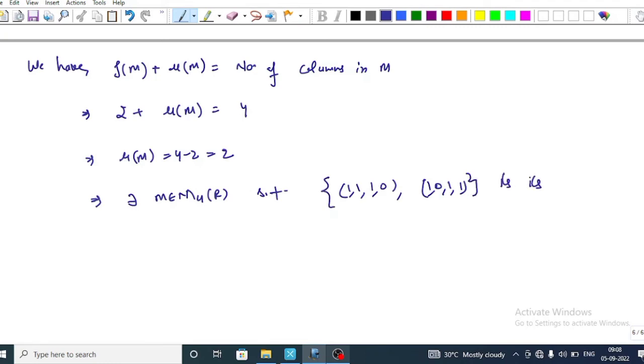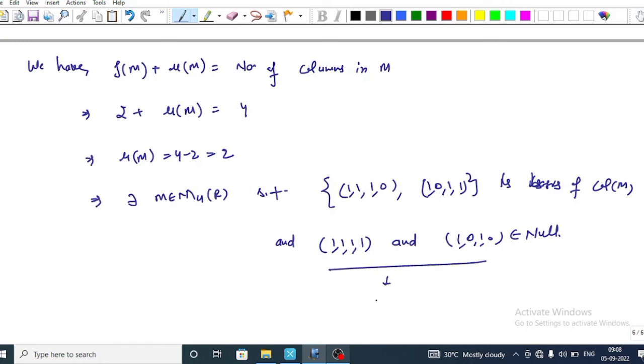(1, 1, 1, 0) and (1, 0, 1, 1) is the basis of the column space of M, and (1, 1, 1, 1) and (1, 0, 1, 0) belong to the null space. Because from these two vectors we have found that the dimension of the null space is greater than or equal to 2, and from this we have found that nullity equals 2. This satisfies this equation. This implies that statement 2 is true.